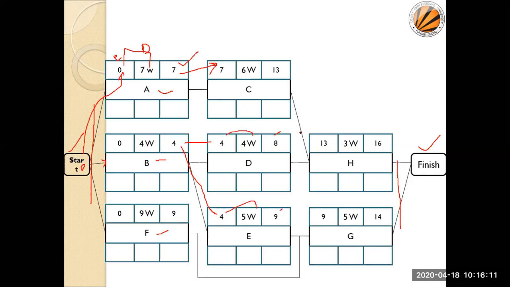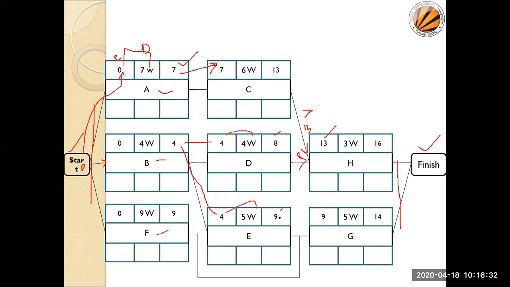Now this H node is connected with two different nodes. From one side we are getting 13, and from the other side we are getting 18. So which one should I write? The highest value, greatest value. Yes, the greatest value is 13. 13 plus 3 becomes 16.